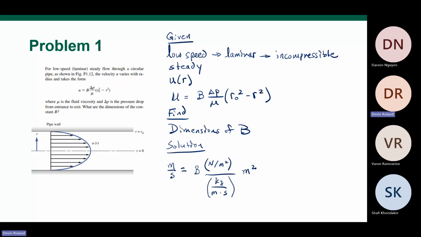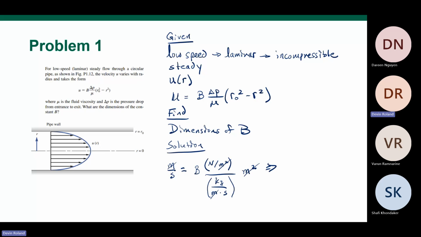Okay, from here, now that we've listed all of the dimensions, I'm going to start combining and canceling. So we can cancel meters squared with meters squared. We can cancel this meters with this meters. I'll probably leave it there for right now because I don't see anything else that's obvious.